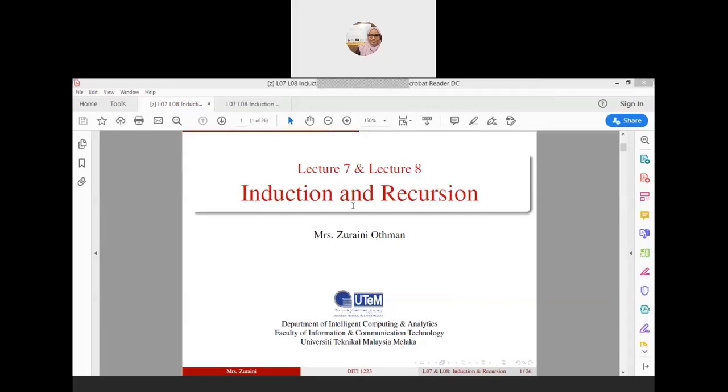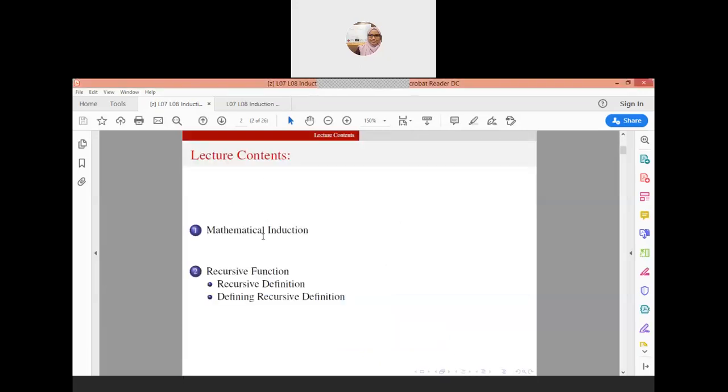Sekarang hari ni kita sambung lecture kita untuk lecture 7 and lecture 8. Okay, starting from today, semua yang kita cover ni akan disoal dalam quiz 2, assignment 2 dan final exam. Okay, so sekarang for lecture 7 and lecture 8, induction and recursion. Lecture content for this lecture will be mathematical induction, recursive function, recursive definition, and defining recursive definition.